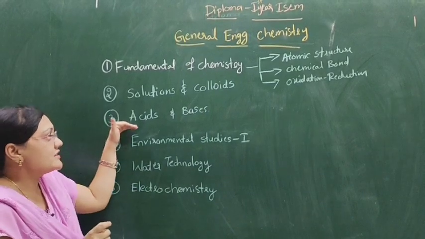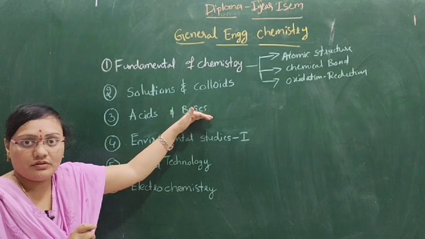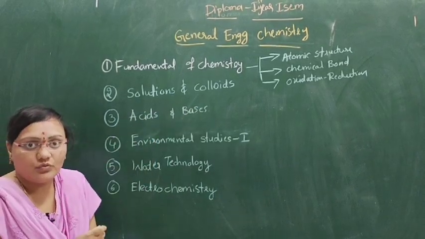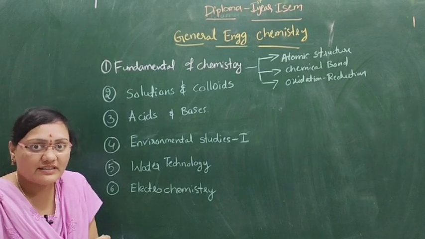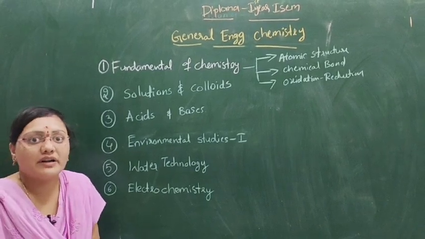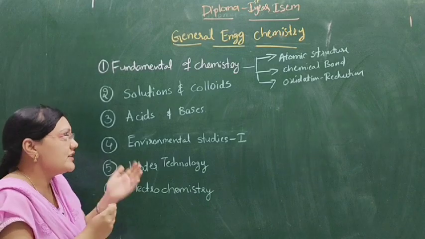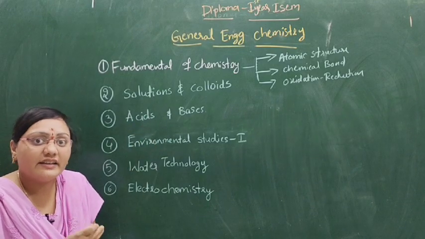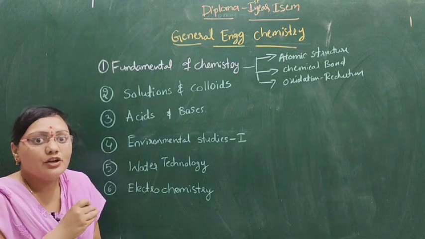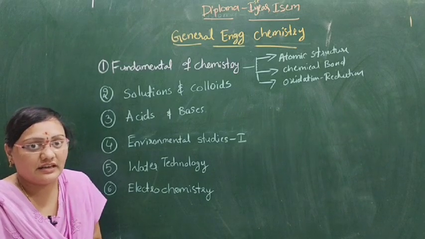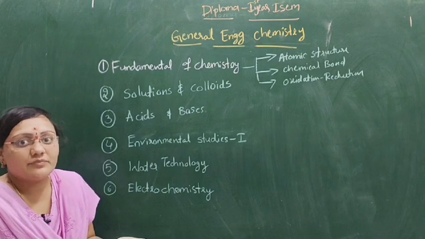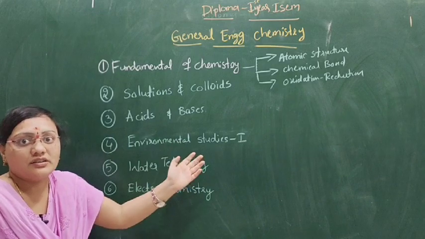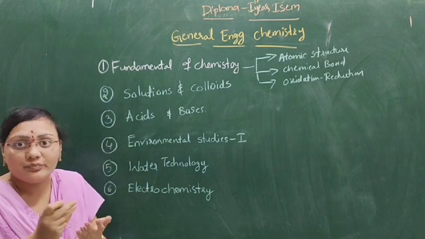Okay, and third unit is acids and bases. What is an acid and what is a base? Acid properties, base properties. And the next one is acid base theories. 3 theories: Arrhenius acids and bases theory, Bronsted acids and bases theory, and Lewis acids and bases theory. And next, pH problems and buffer solution. These are the topics of acids and bases.